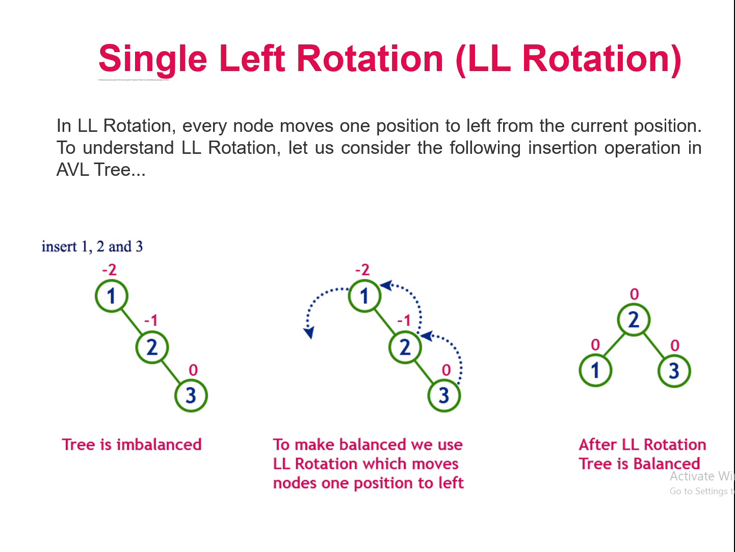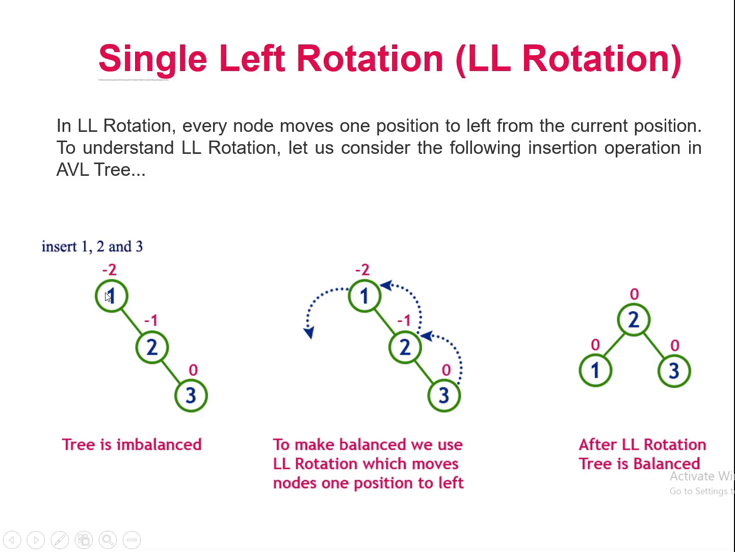In left rotation, every node moves one position to the left from its current position. To understand LL rotation, let us consider the following insertion operation. This is the diagram. We need to insert 1, 2, 3. First, let's insert 1.